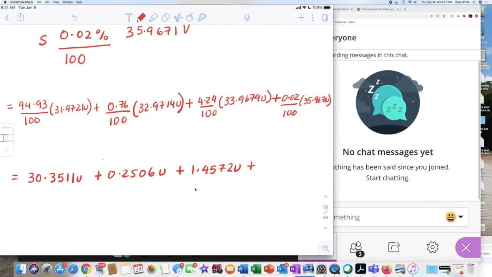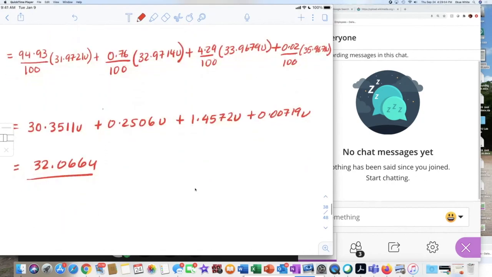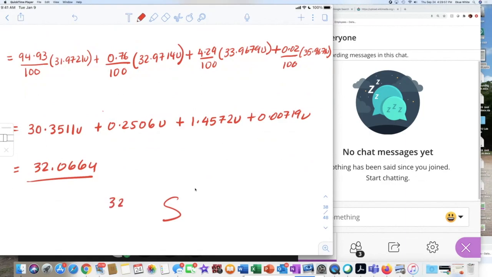I end up with 0.00719. How about that? This is good. These numbers are long enough. Okay, so I'm going to add them all up. Plus 1.4572 plus 0.2506 plus 30.351 equals 32.06 u. Okay, so based on this, my sulfur will be 32.066. We'll leave it at that.